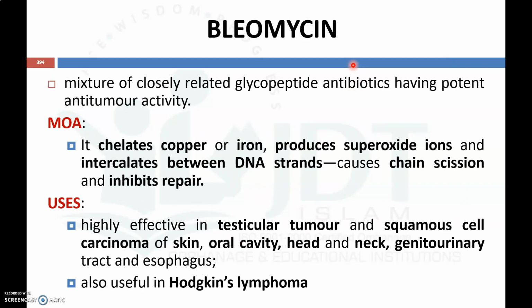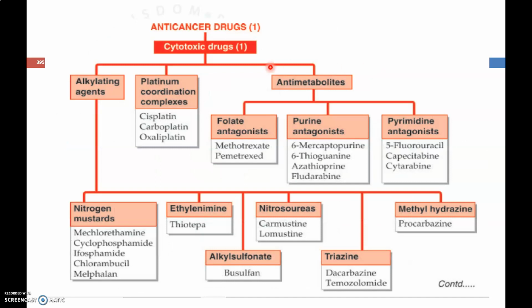Now another important antibiotic is bleomycin. This is a mixture of closely related glycopeptide antibiotics having potent anti-tumor activity, and they act as an anti-cancer agent by chelating with copper or iron, and thereby produce a superoxide ion, and this superoxide ion will intercalate between the DNA strands, causing chain scission as well as inhibiting their repair. Bleomycin is used very effectively in testicular tumor, squamous cell carcinoma of the skin, oral cavity, head and neck, genitourinary tract and esophageal cancers, and also in Hodgkin lymphoma. That is about the different antibiotics which are used as anti-cancer drugs.